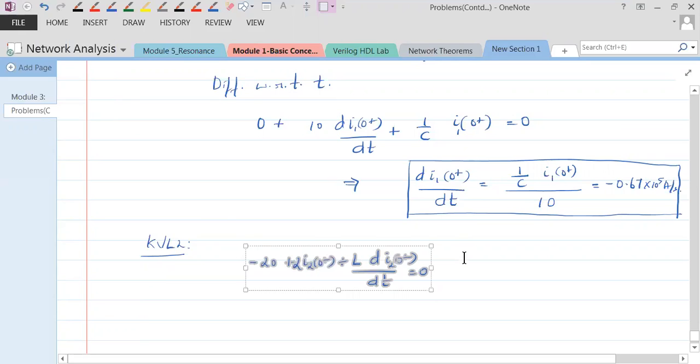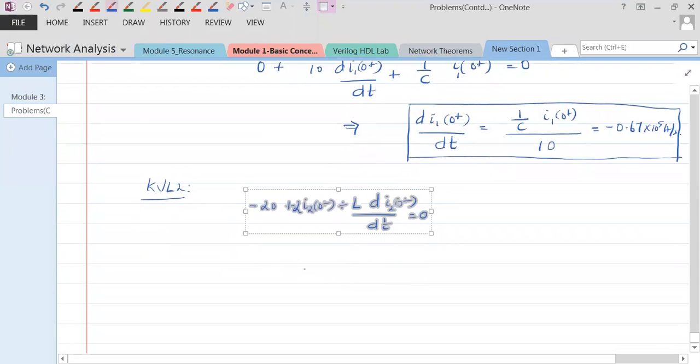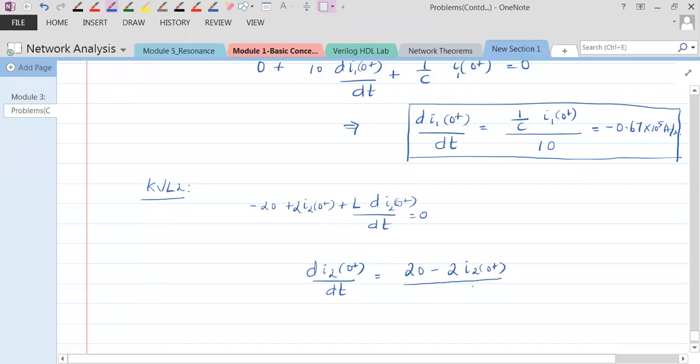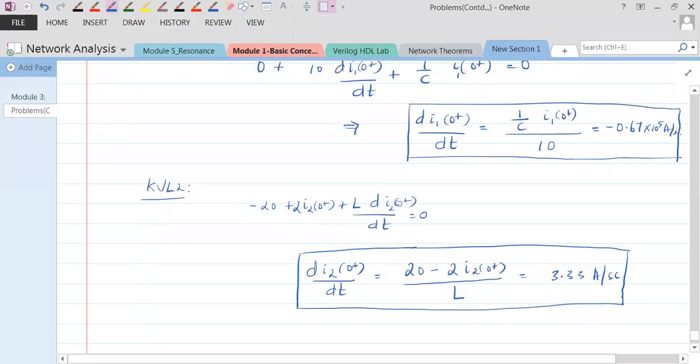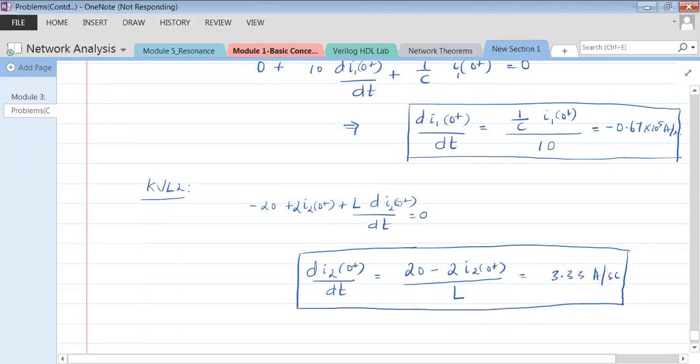So with this equation, what is di2 of 0 plus divided by dt going to be equal to? That's 20 minus 2 I2 of 0 plus divided by L, and this will give you 3.33 amperes per second. This is how we can find out the first order differentials of the currents I1 of 0 plus and I2 of 0 plus.